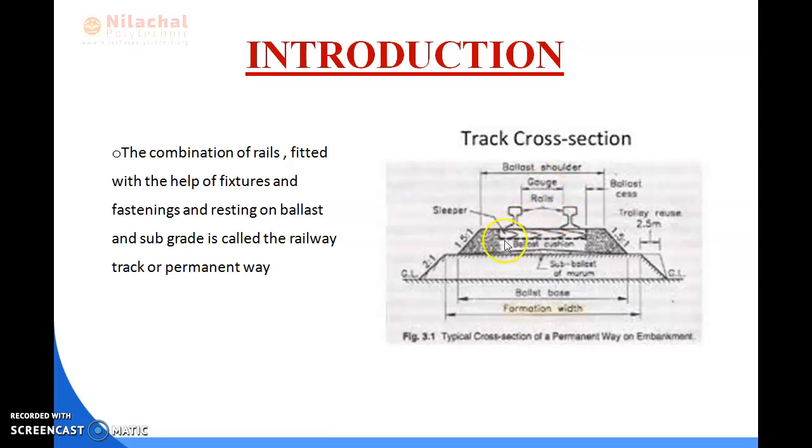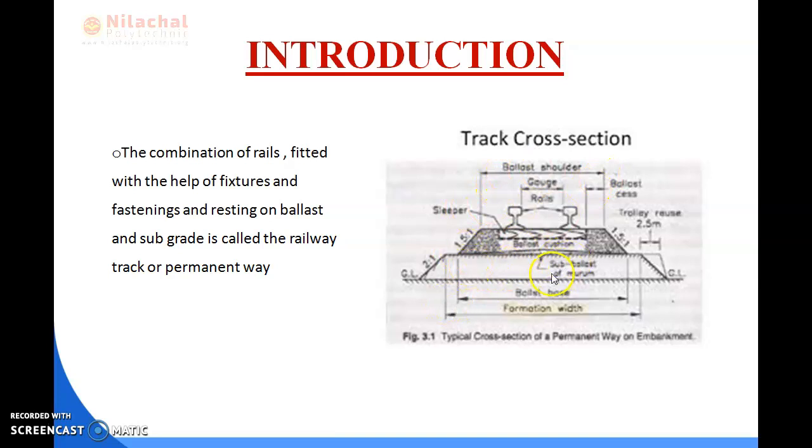Next, the lower portion of this level is called the ballast shoulder. Why is it called the ballast shoulder? Because in this second layer, only the shoulder portion, the corner portion, has ballast, not all over the layer. In the shoulder portion we are providing the ballast, so that's why this portion is called the ballast shoulder.